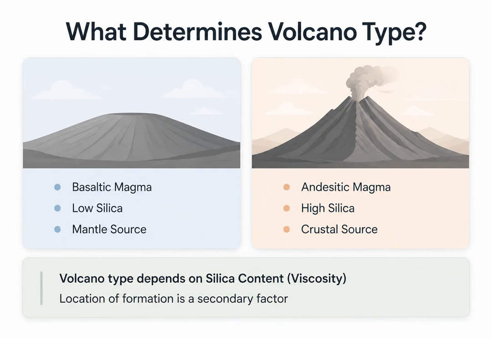To solve this puzzle, we must remember a fundamental rule. The formation of stratovolcanoes versus shield volcanoes depends entirely on the silica content, and therefore the viscosity, of the outpouring magma. It does not strictly depend on the tectonic location itself. The type of rock melting to form the magma dictates the final shape of the volcano.